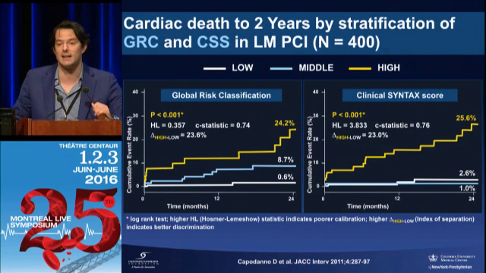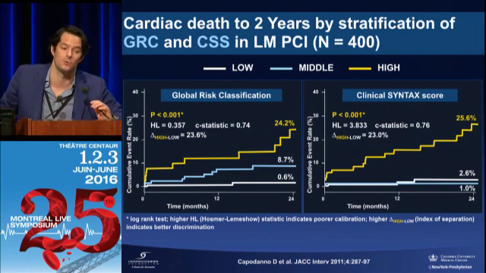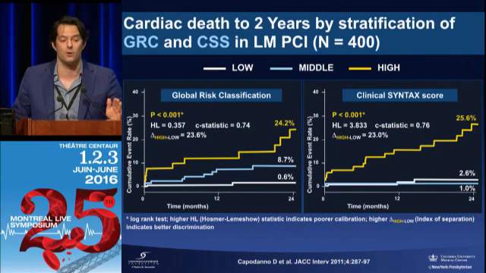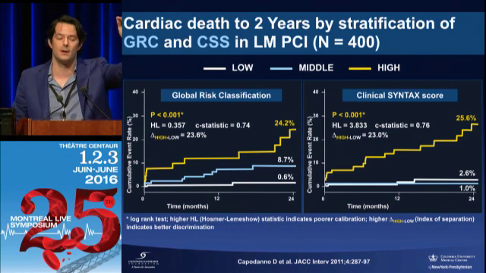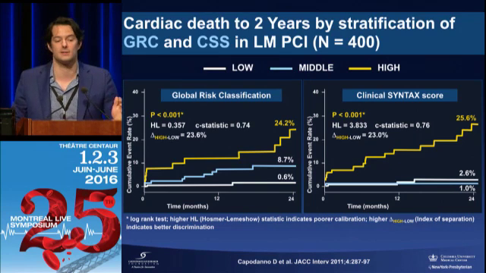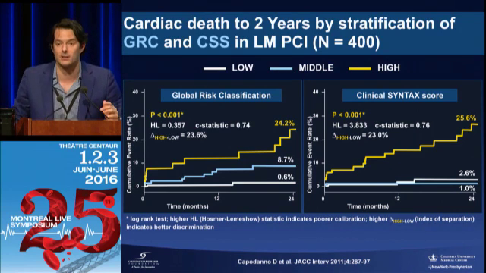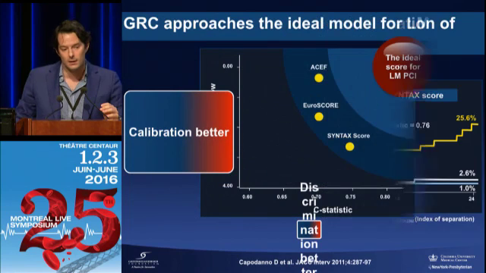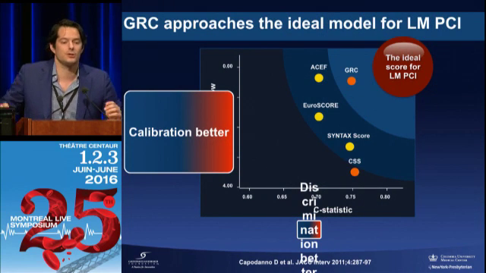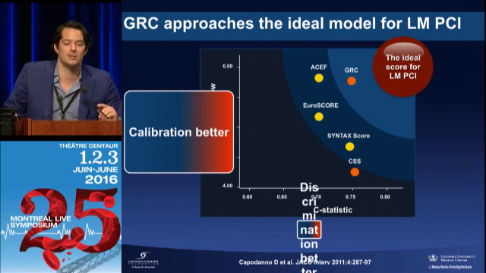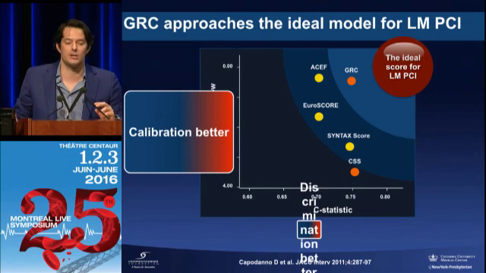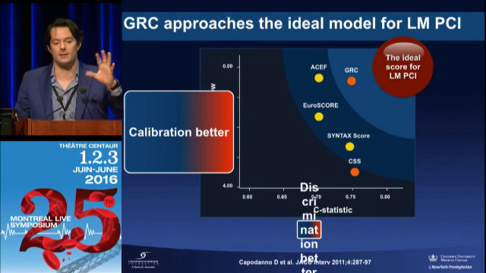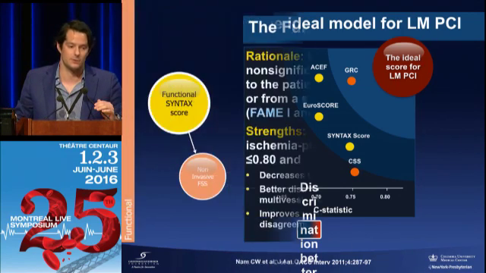And that was validated also in the left main PCI cohort. As you can see on the left, the global risk classification has more of a gradient than the clinical SYNTAX score or only the anatomy-based SYNTAX score. And on the top right is really the ideal score with combined best calibration and discrimination. And you see that the global risk score is the best one.